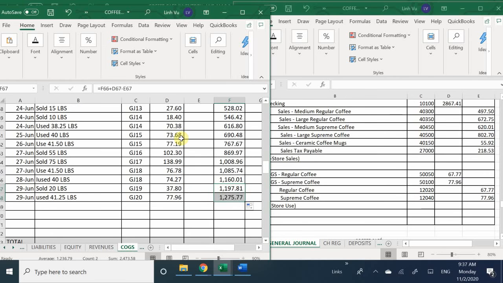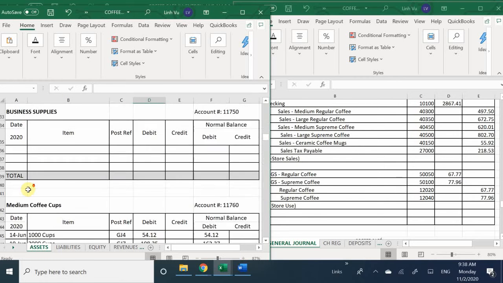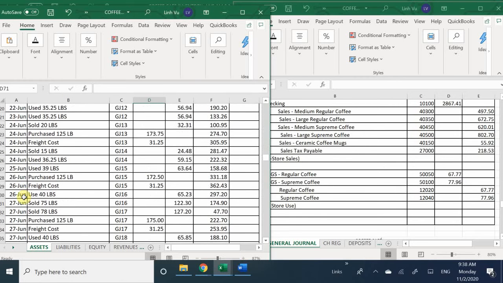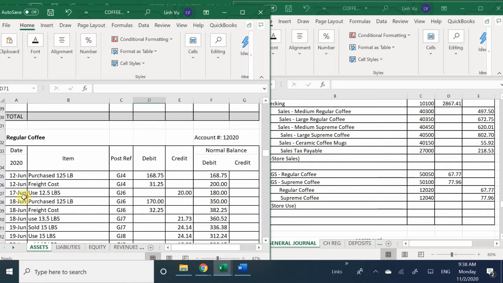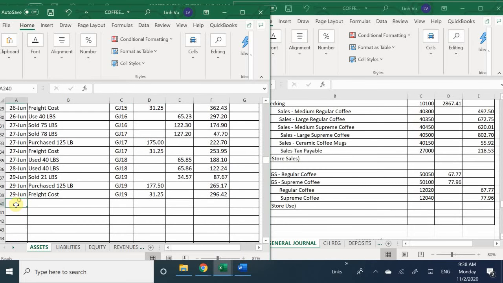1,275.77. Yes, good. Then we go to assets, regular coffee. This is it. Regular coffee. Okay. And we're going to credit. This is going to be the date used, 40.75 pounds.